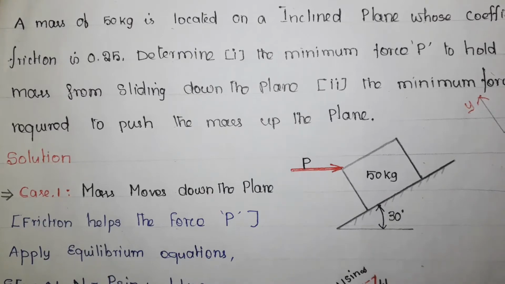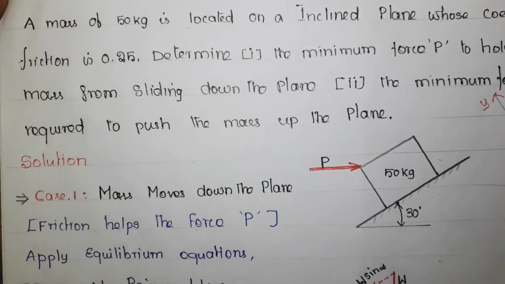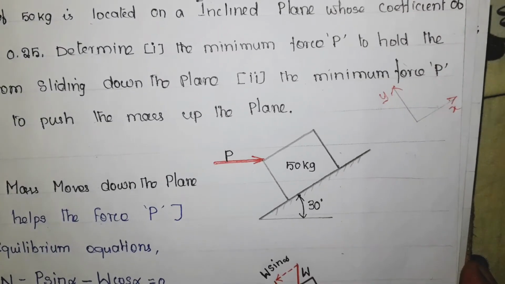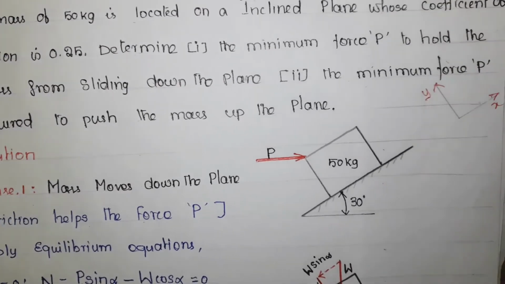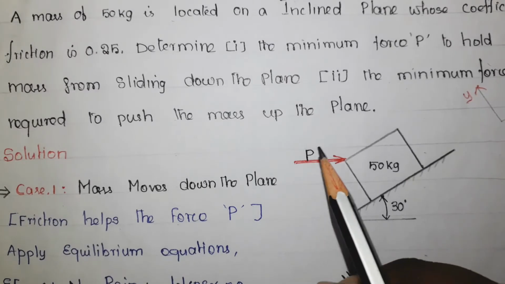Determine the first condition: the minimum force P to hold the mass from sliding down the plane. Second one, the minimum force P required to push the mass up the plane. Now let us understand the problem very clearly.